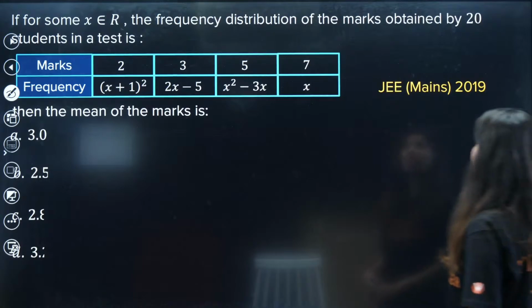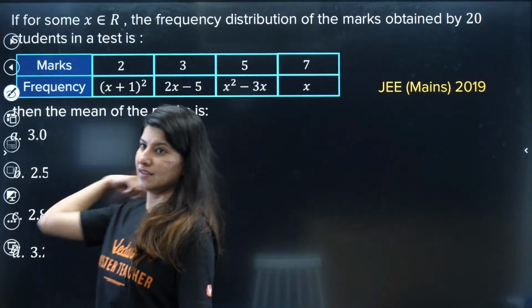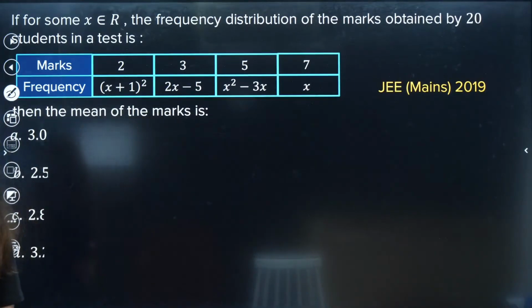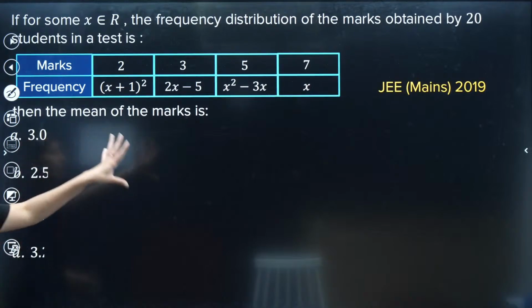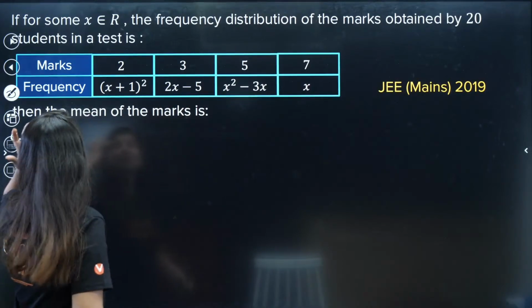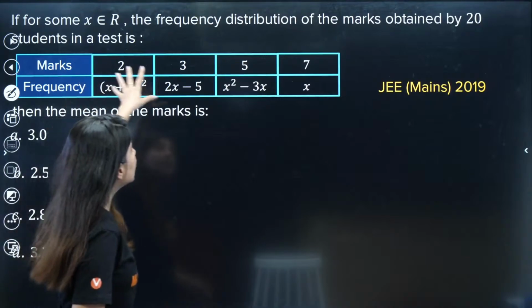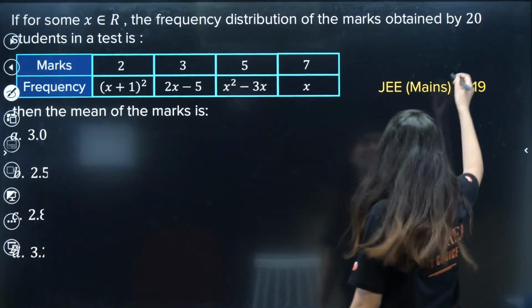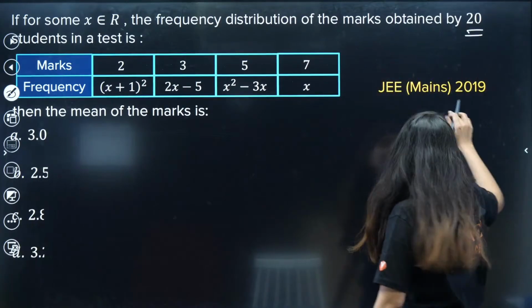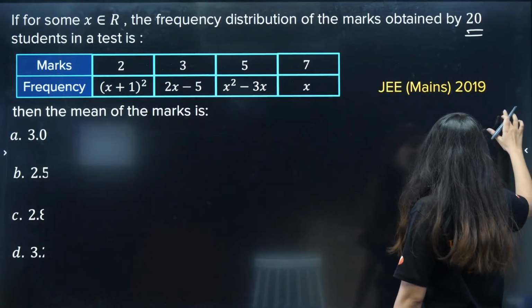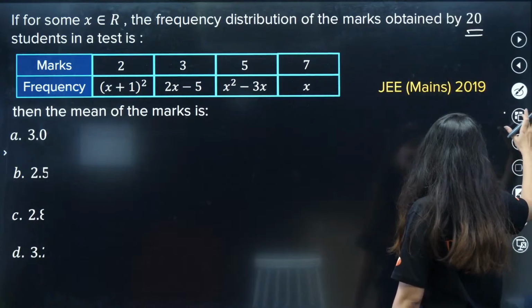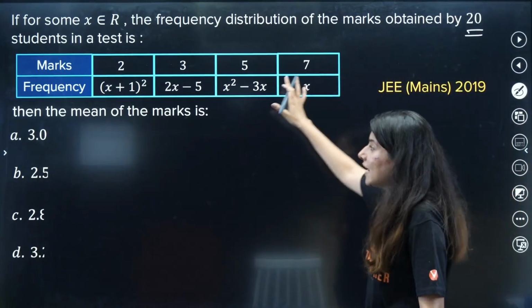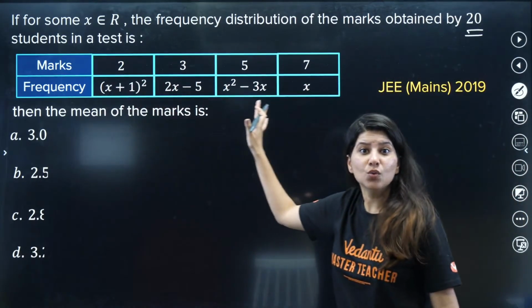Now we have a question. JEE Main 2019. Shall I give you 2 minutes to solve this? Okay, let me just brief the question. The question says the frequency distribution of the marks obtained by 20 students. Now this is an information: there are 20 students in this particular data. The data is of how many students? 20 students, right? This data is only about 20 students.